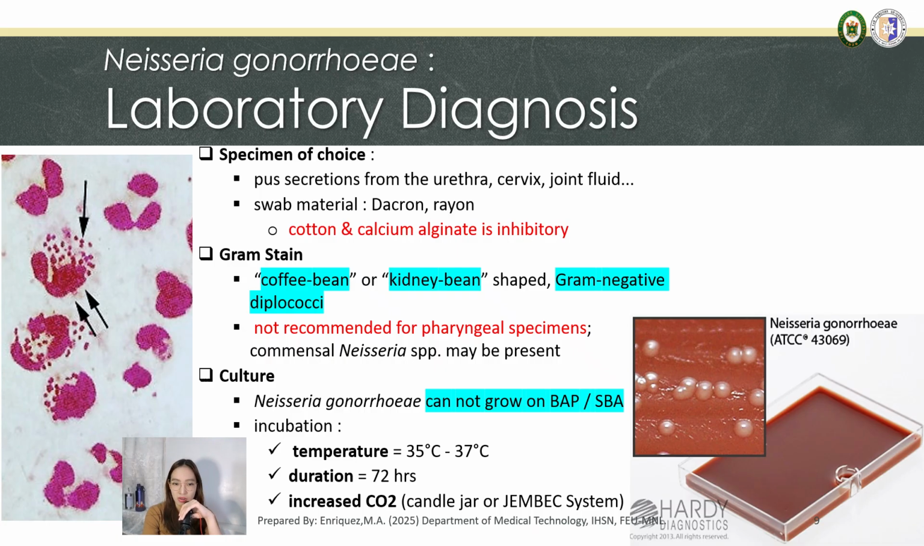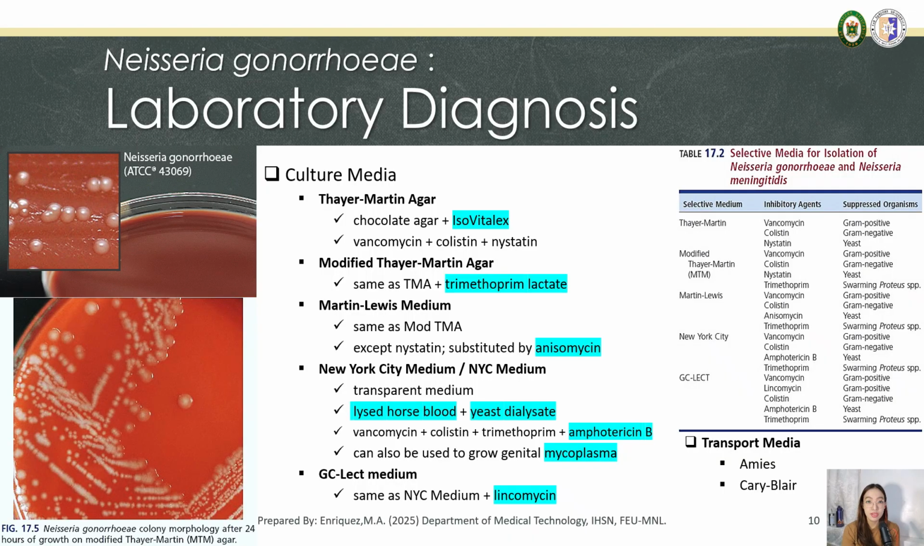So listed here are all its other incubation requirements. Its optimum growth temperature is at 35 to 37 degrees Celsius. The duration of incubation is up to 72 hours. So you keep the plates for up to 72 hours before reporting as negative. And again, make sure to provide a capnophilic environment. The medium of choice for cultivation of Neisseria gonorrhoeae is the chocolate agar.